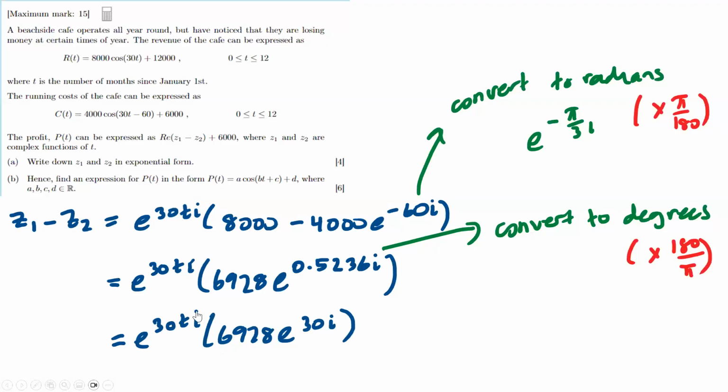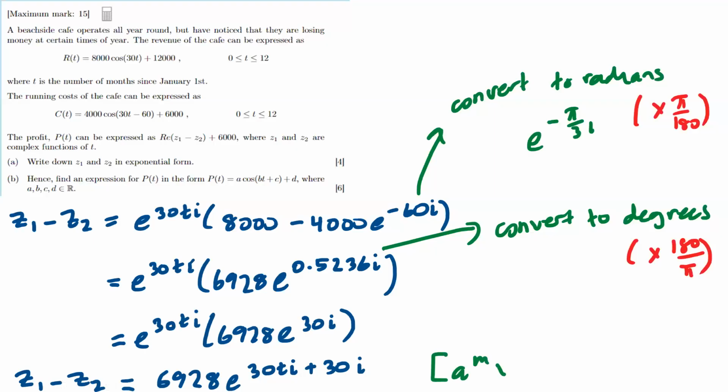We're going to have e to the power of this multiplied by e to the power of this. Therefore, we can just write that as e to the power of that plus that. Again, using this rule, it's coming up all the time, the most important rule in Euler form for complex numbers: a to the power of m times a to the power of n equals a to the power of m plus n. So we've got 6,928 times e to the power of 30ti plus 30i.